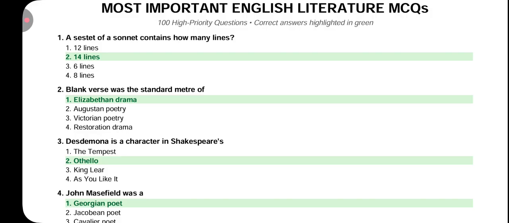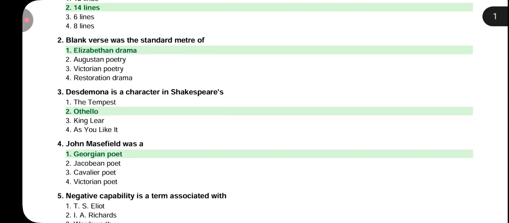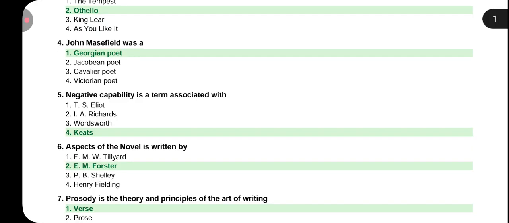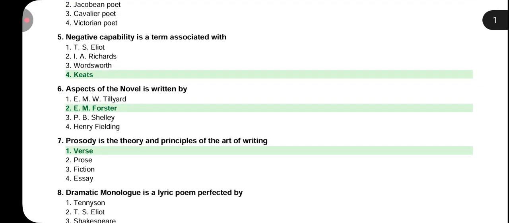14 lines. Second question, blank verse was the standard meter of Elizabethan drama. Third question, Desdemona is a character in Shakespeare's Othello. Fourth question, John Masefield was a Georgian poet. Fifth question, negative capability is a term associated with John Keats.